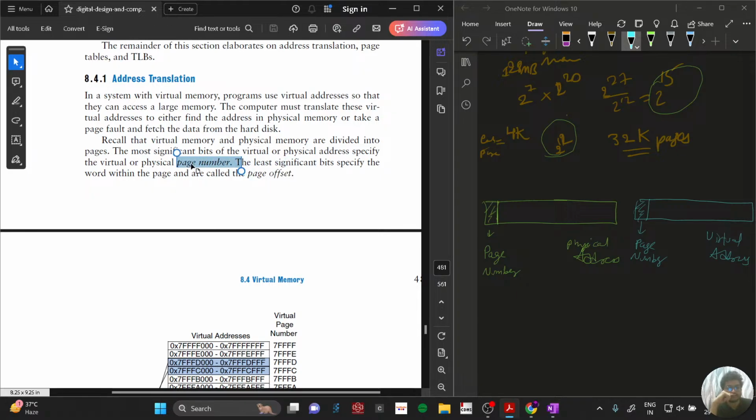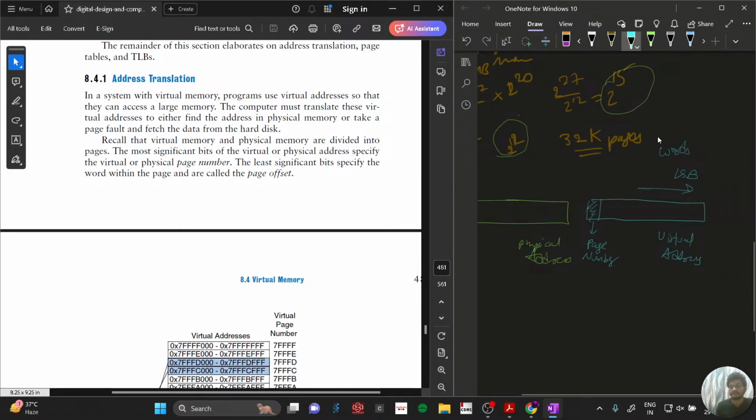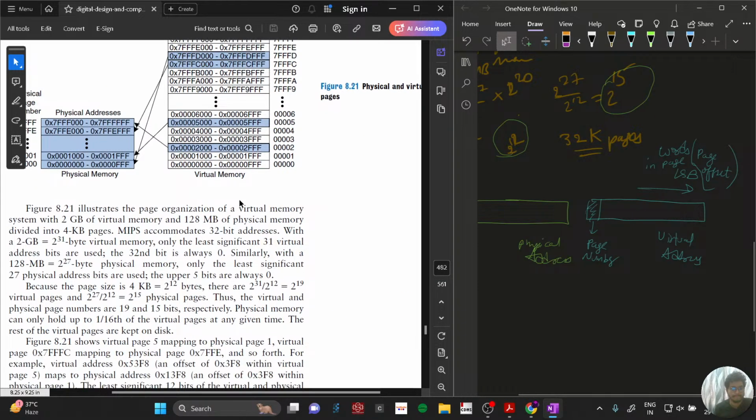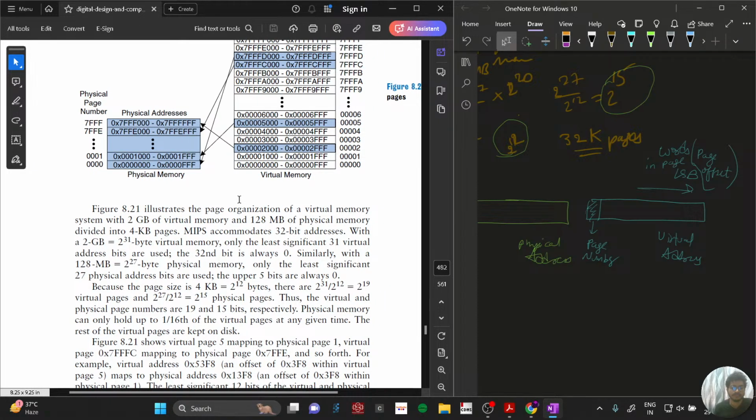The least significant bits, the LSB bits, specify the word within the page and are called the offset. So these LSB will specify the offset, right? The page offset, words in the page. Like we have block offset, similarly the page offset is there.